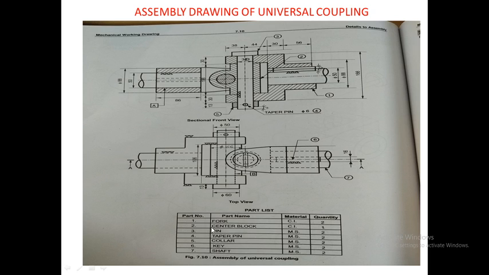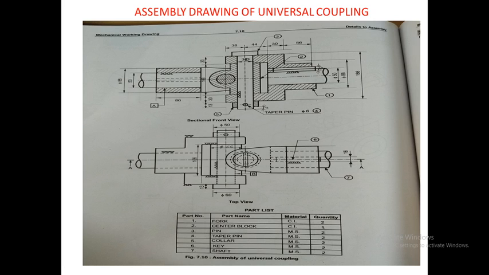This part list indicates the various parts or components which are used in this assembly, which material they are made of, as well as the quantity in which they are present. So every detail of each and every part you will get from the part list. In the exam, you will be given the sectional front view, the top view, and the part list. From this diagram, you have to draw the detailed drawing.